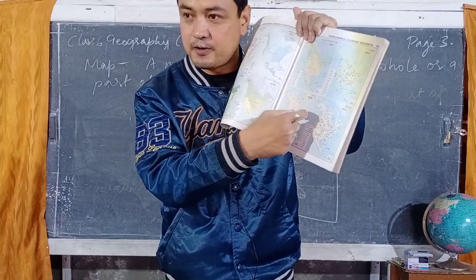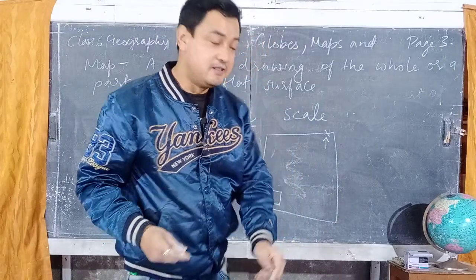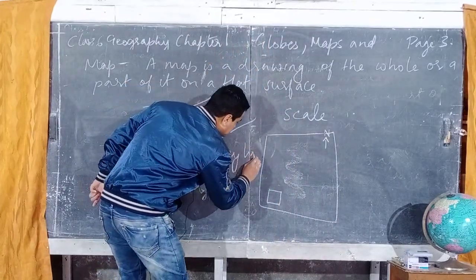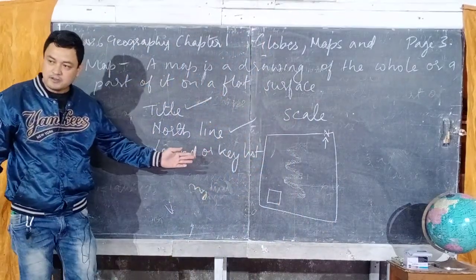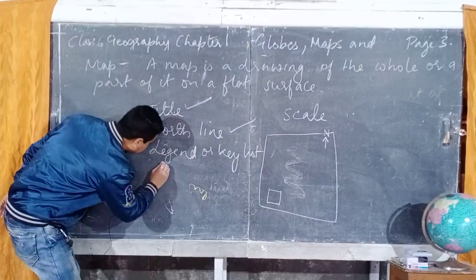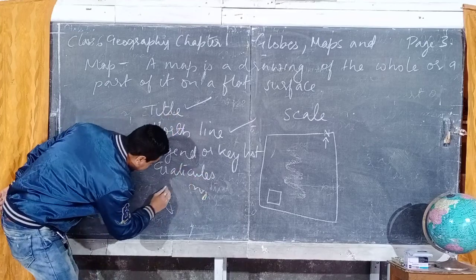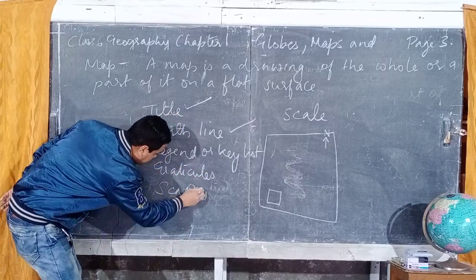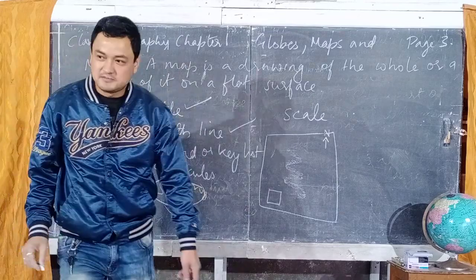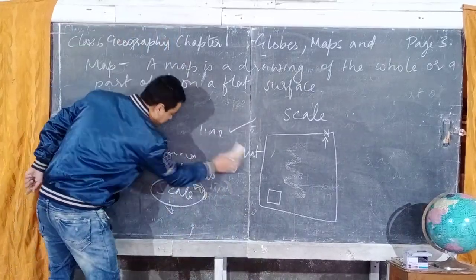A list is given of what things are shown on the map. This is known as a list, which you will be studying in higher classes in detail. Also, the latitudes and longitudes are shown, and those are known as graticules. The last one is the scale, which we are going to study just now. Are you understanding? These are very important for us to study our map.